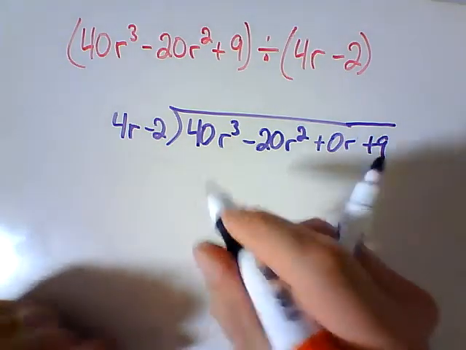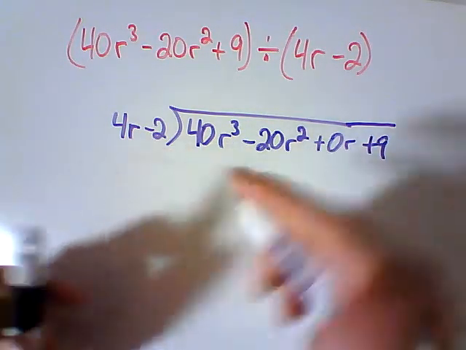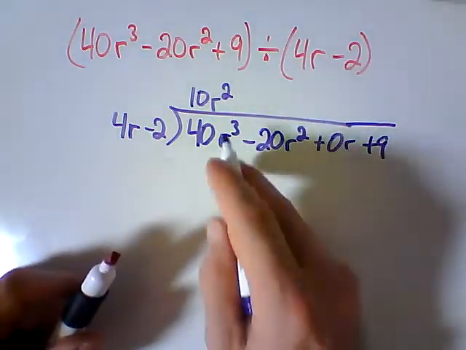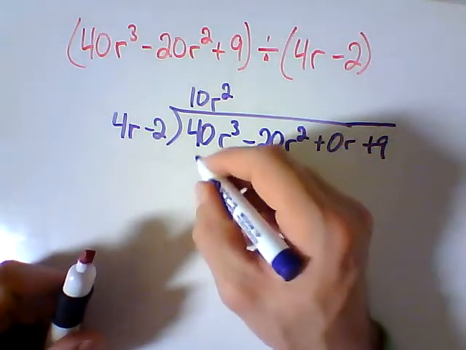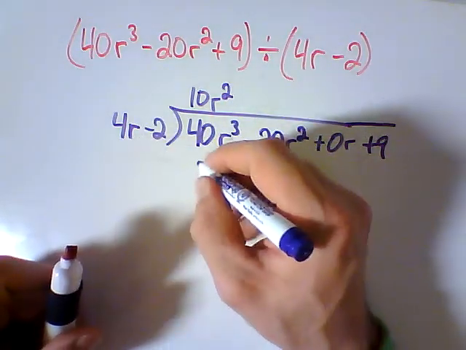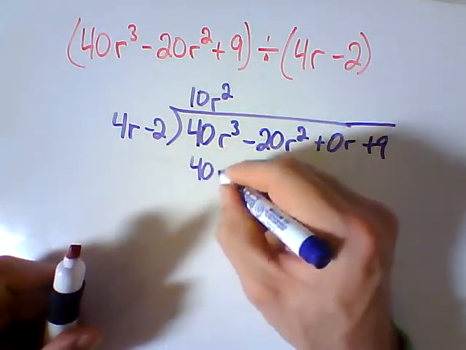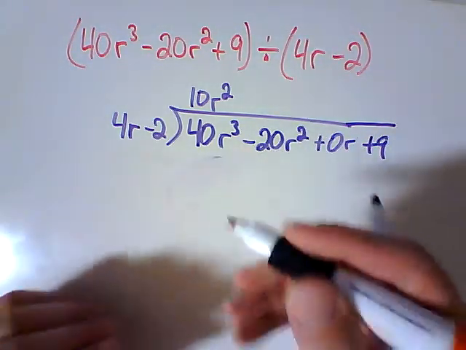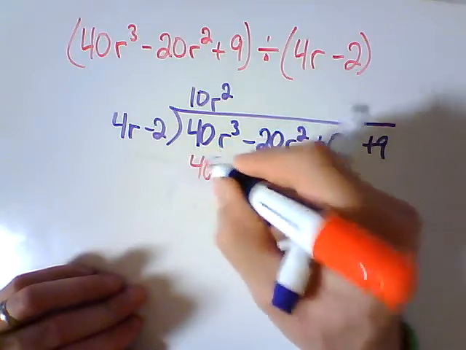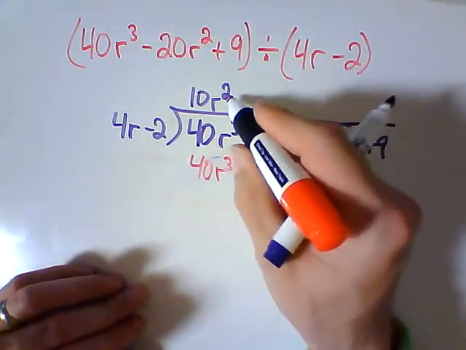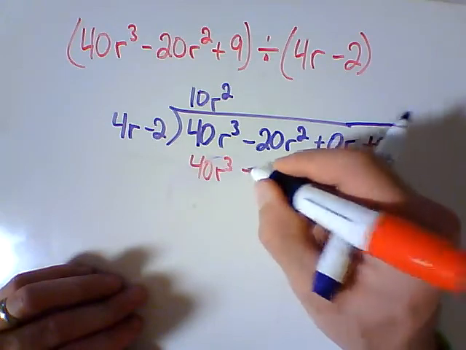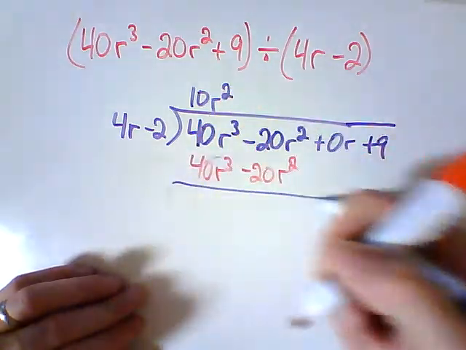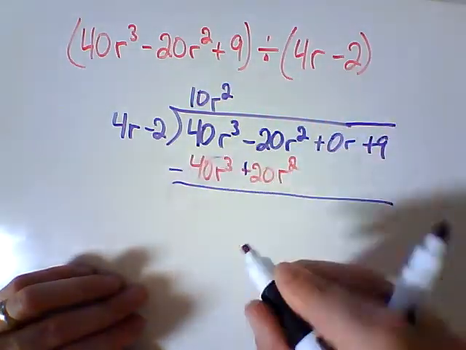All right. 40r cubed divided by 4r is 10r squared. By the way, I'm just subtracting the exponent. Okay. 10r squared times 4r is 40r cubed. Actually, I'm going to change colors, so I think it'll be easier to see what's happening. 40r cubed. 10r squared times negative 2 is negative 20r squared. Draw a line, change my signs.